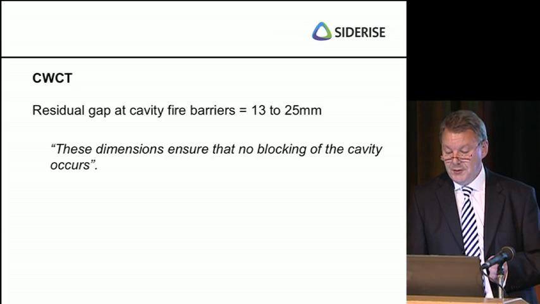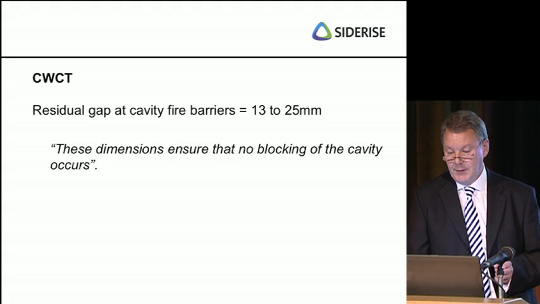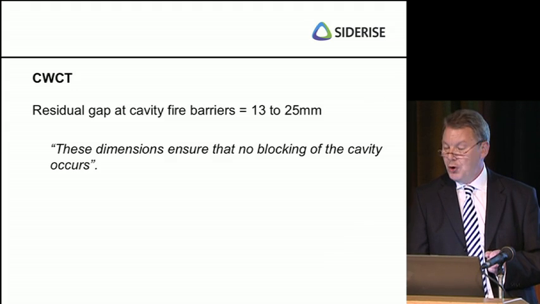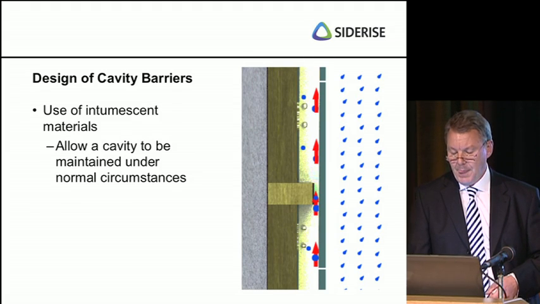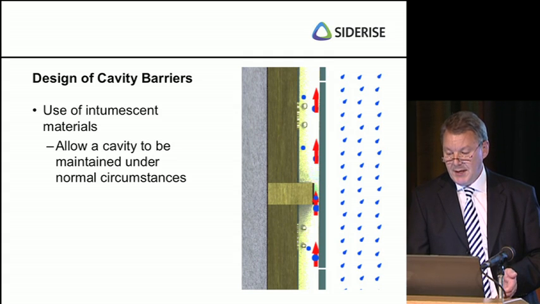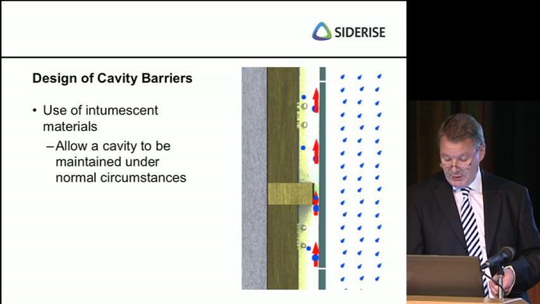This is a key slide. It confirms that the residual air gap at cavity barriers is 13 to 25mm according to the joint type. The standard is further explicit when it states that these dimensions ensure no blocking of the cavity occurs. It's now accepted by the market and acknowledged by the CWCT standard that the conflict between the needs for ventilation and fire sealing can be overcome by the use of intumescent materials which allow the cavity to be maintained under normal circumstances but seal the cavity in the event of a fire.